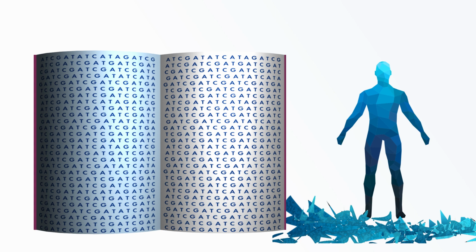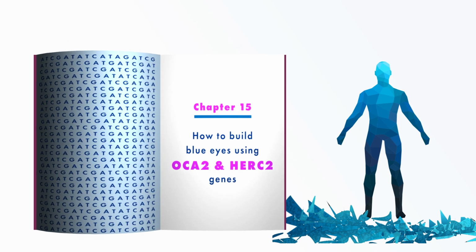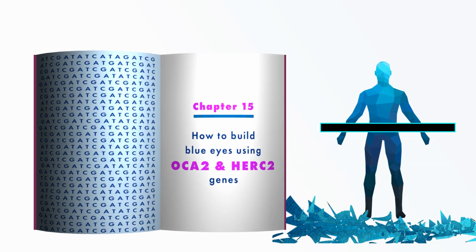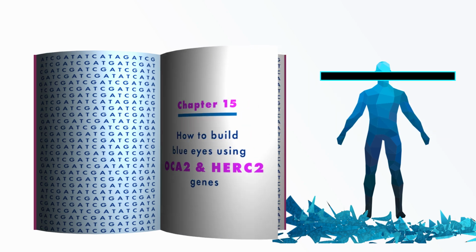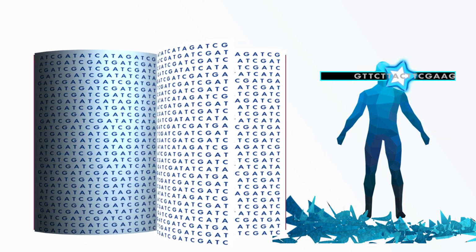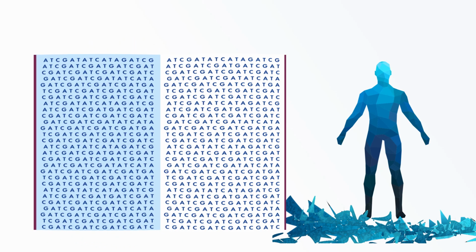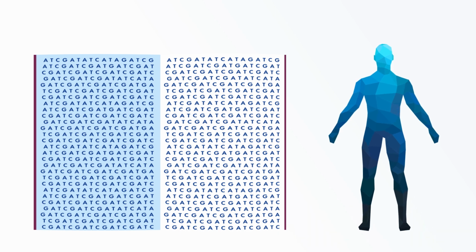This DNA recipe book is really long, so to break it down, it is split into chapters, which we call genes. Each gene has instructions for one small part of you, such as the colour of your eyes, the type of hair you have, or even how your body fights off illness. Everyone's DNA is mostly the same, but the small differences make each of us unique.